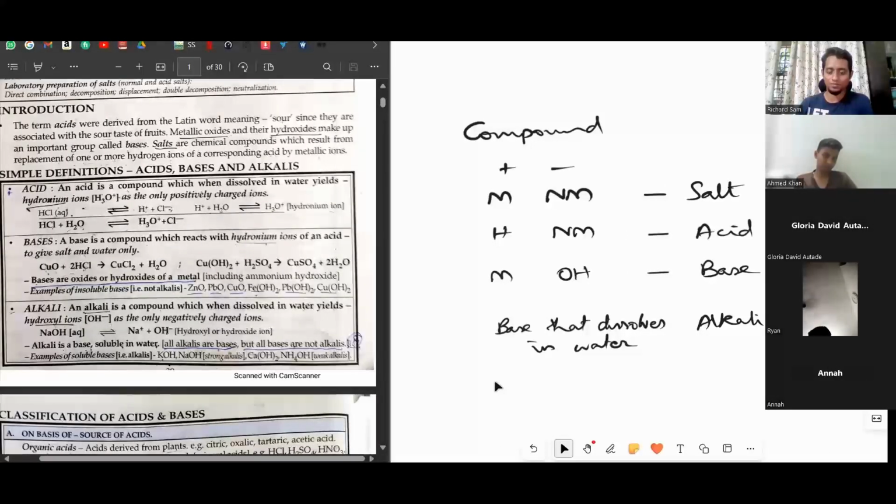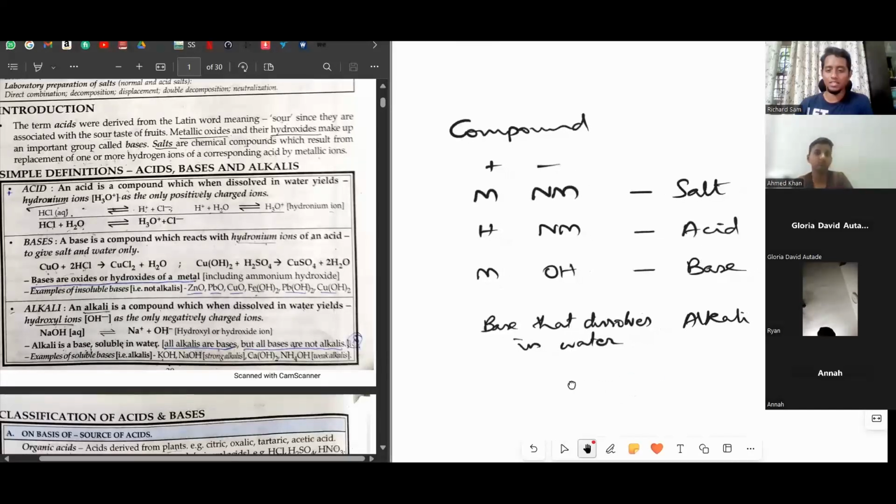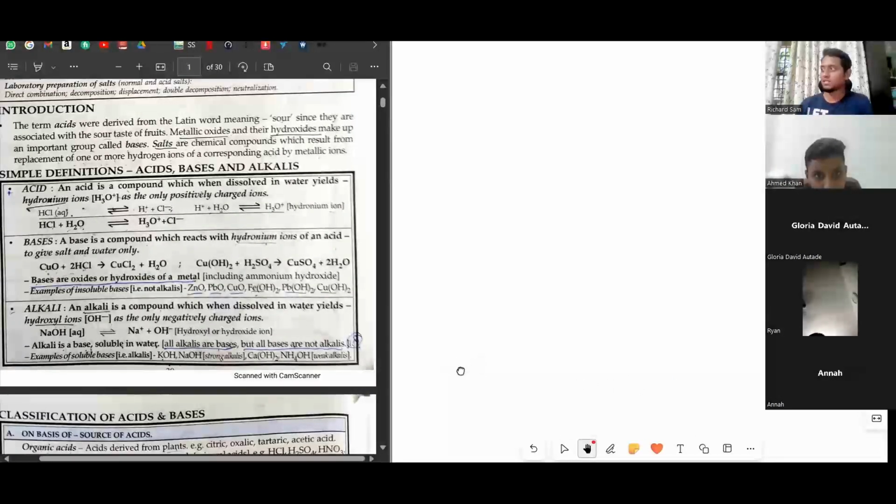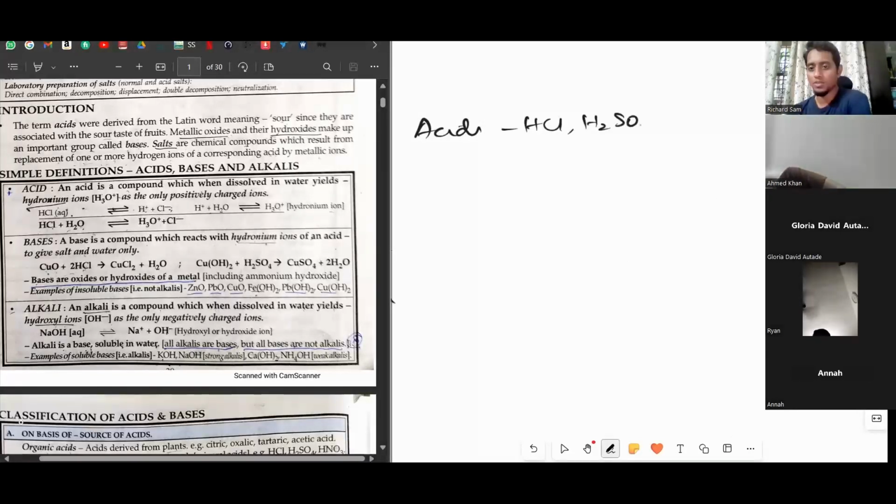Acid is a compound which, when dissolved in water, yields hydronium ions as the only positively charged ions. Tell me an acid now. There are three very strong acids. What are those acids? Sulfuric acid. Yeah, the three acids are HCl, the three strong mineral acids. Okay, means they're not from any living thing. HCl, H2SO4, and what? HNO3. Hydrochloric acid, sulfuric acid, and nitric acid.